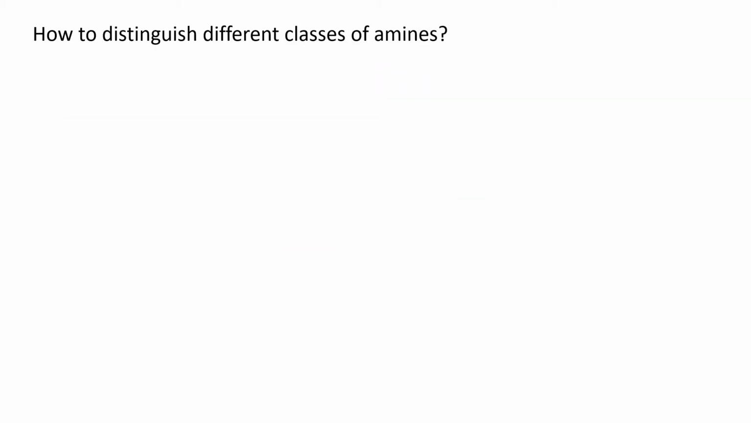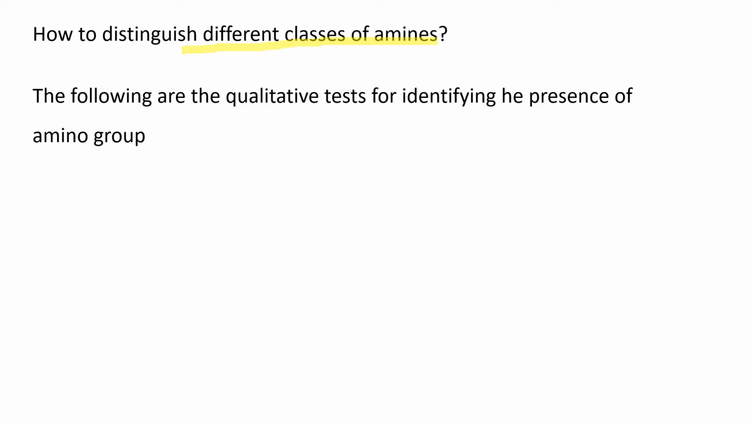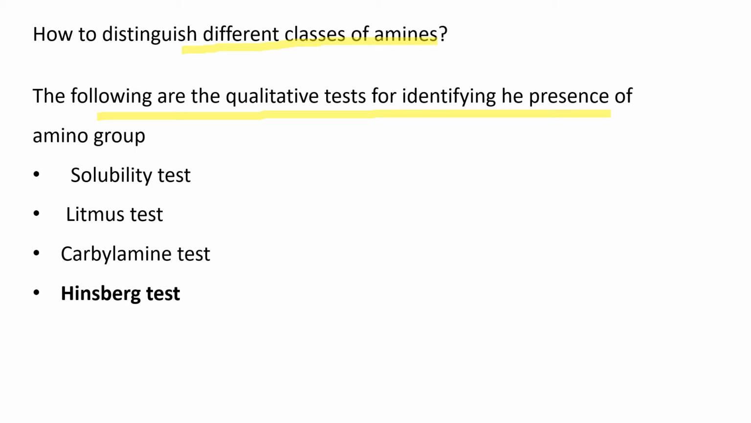Now let us know how to distinguish these different classes of amines. So which are those classes? Primary, secondary and tertiary amines, isn't it? So there are so many qualitative tests available to identify the presence of an amino group, including the solubility test, litmus test and other chemical reaction tests, out of which now we are going to study these two tests, that is Hinsberg test and the nitrous acid test.